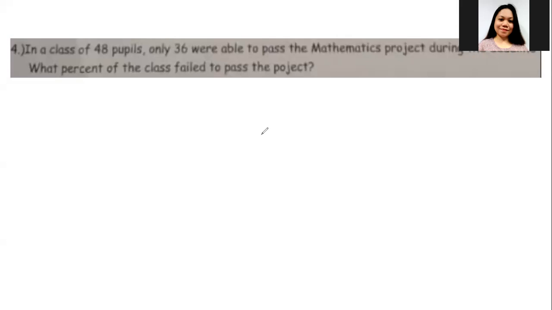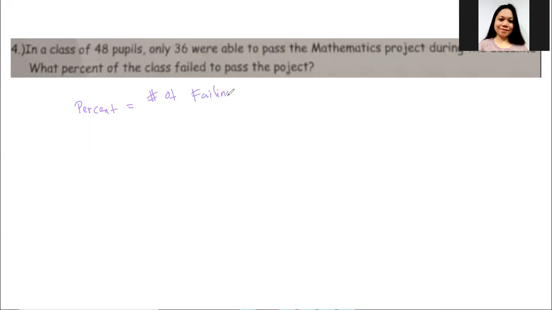In a class of 48 pupils, only 36 were able to pass. So this is similar to number 3. Only 36 were able to pass the projects. What percentage of the class failed to pass? It's a little bit different because you can first find the percentage. Remember, percent, which is like the rate in this case, is equal to the number of failing students over the total number of students.